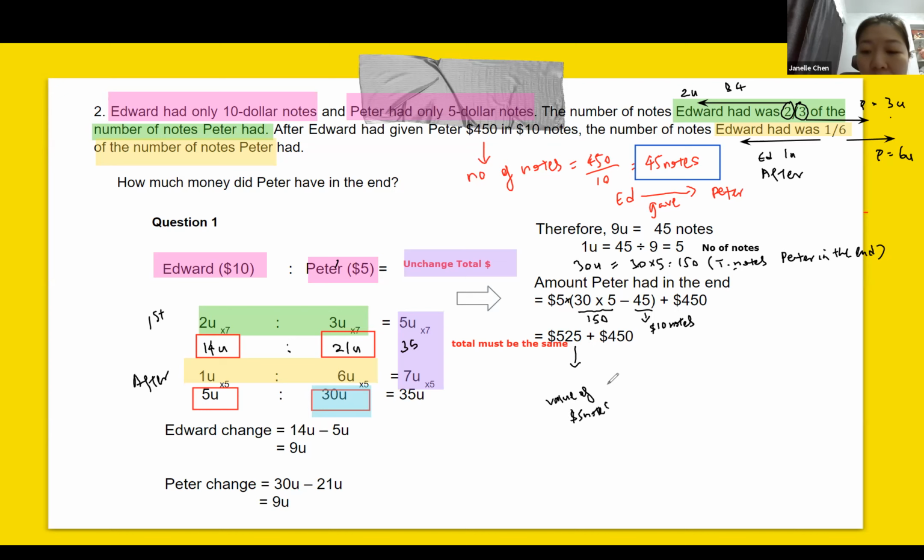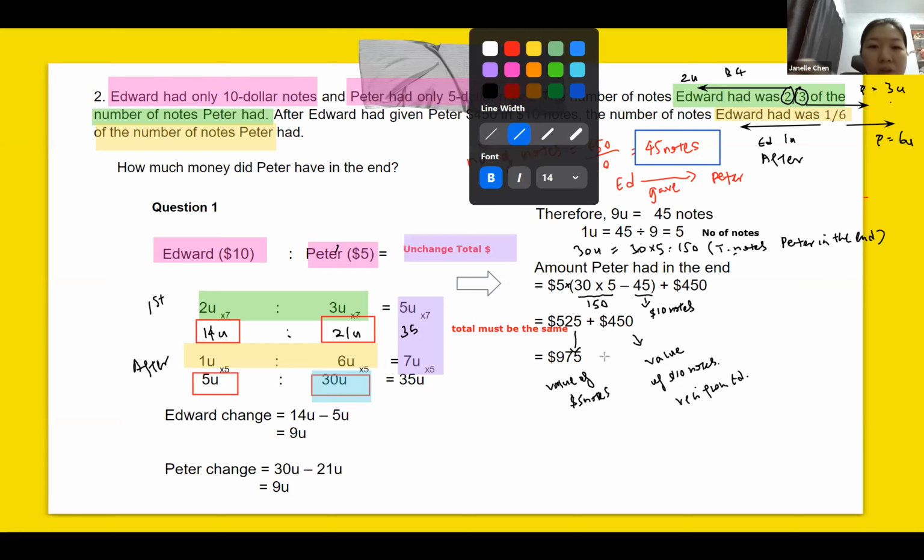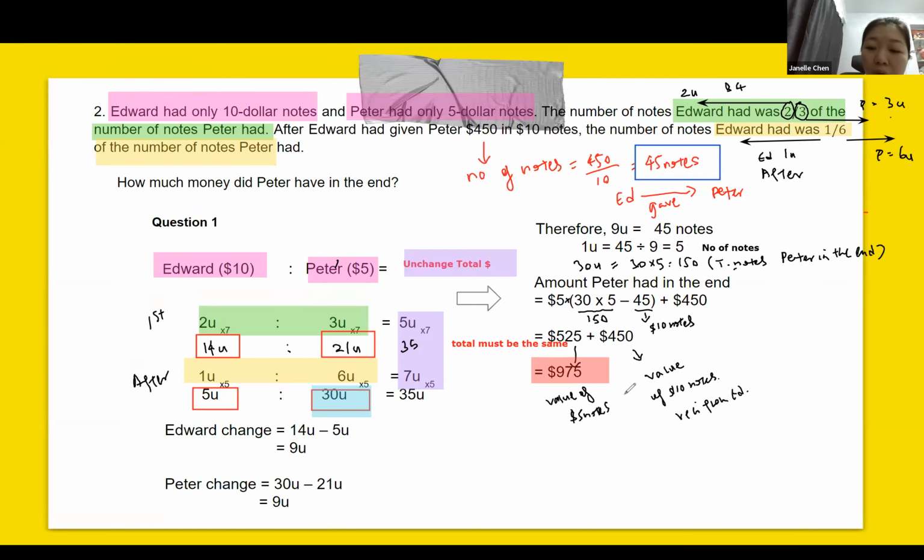This is the value of the $5 notes Peter has, and this is the value of the $10 notes that he received from Edward, because at first Peter did not have any $10. So this is received from Edward. After you add them, we have the final answer, which is 975. So this is our final answer. I hope you all actually follow.